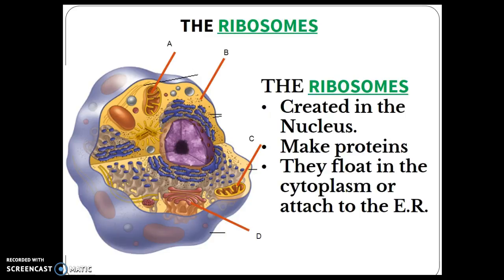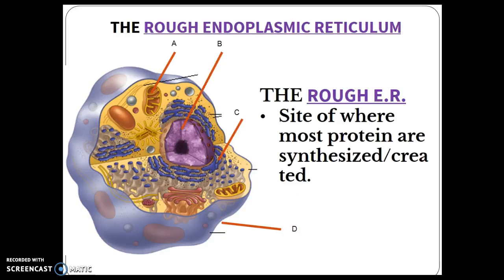Ribosomes. They are created in the nucleus. They make proteins, and they're going to float in the cytoplasm or attach to the endoplasmic reticulum, or the ER. Choose A, B, C, or D to point out the ribosomes. The rough ER, this is where most proteins are synthesized or created, along with where the ribosomes are. So the rough endoplasmic reticulum, pick A, B, C, or D.